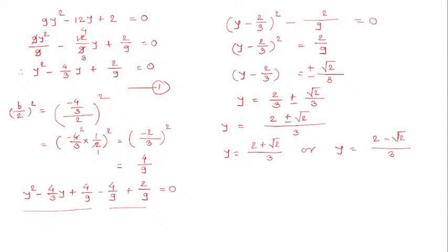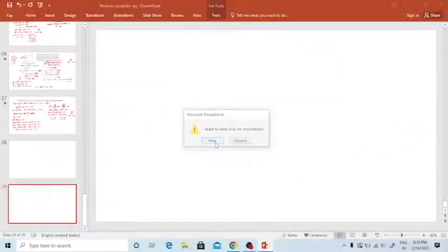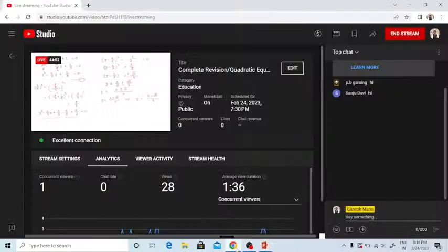So this is the last point in this topic. We can have the solution of any quadratic equation by either the factorization method, the completing square method, or the formula method. So this is the revision of the topic quadratic equation from class 10th maths part 1.